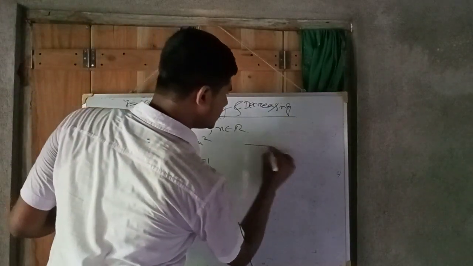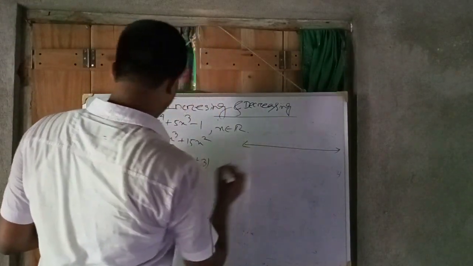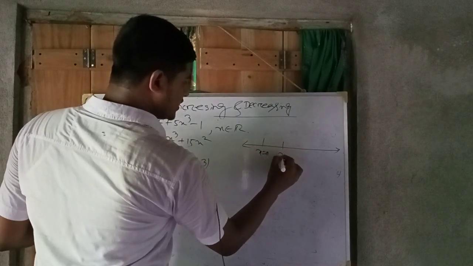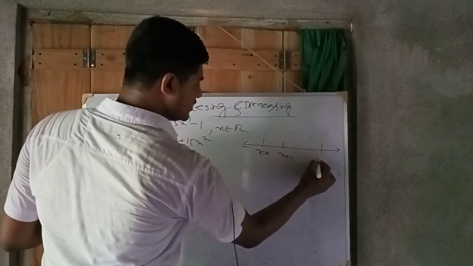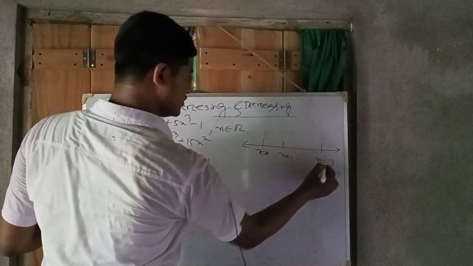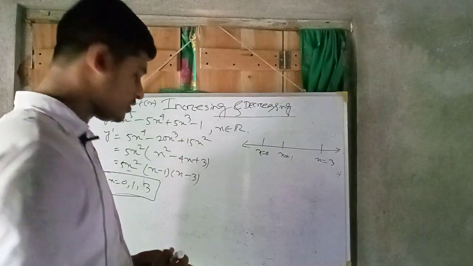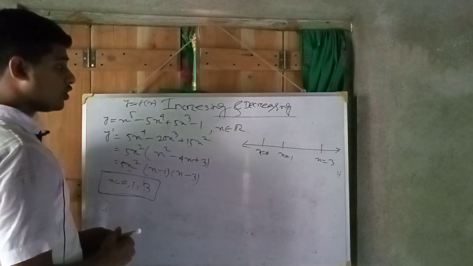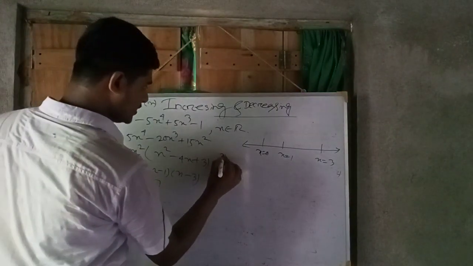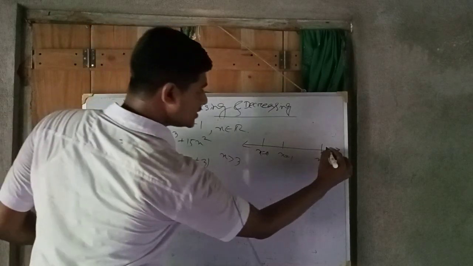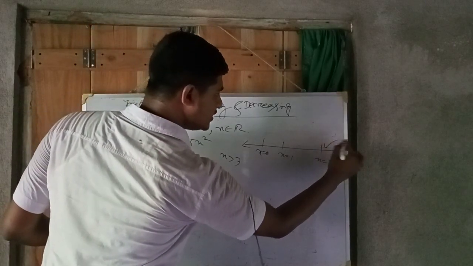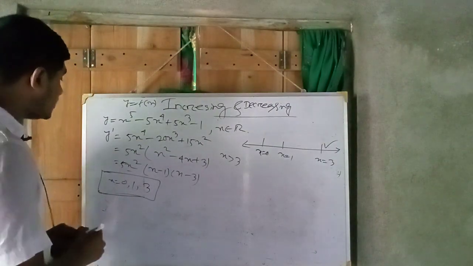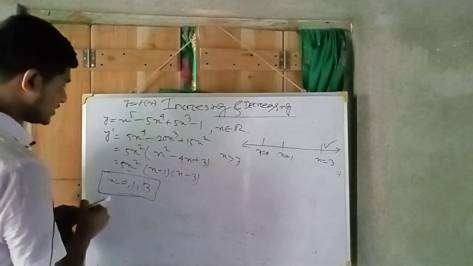So we now divide the line. Suppose here is x equals 0, here is x equals 1, here is x equals 3. Let's see. Suppose we take x greater than 3, that is in this portion. So when x is greater than 3, look at this, y dashed.